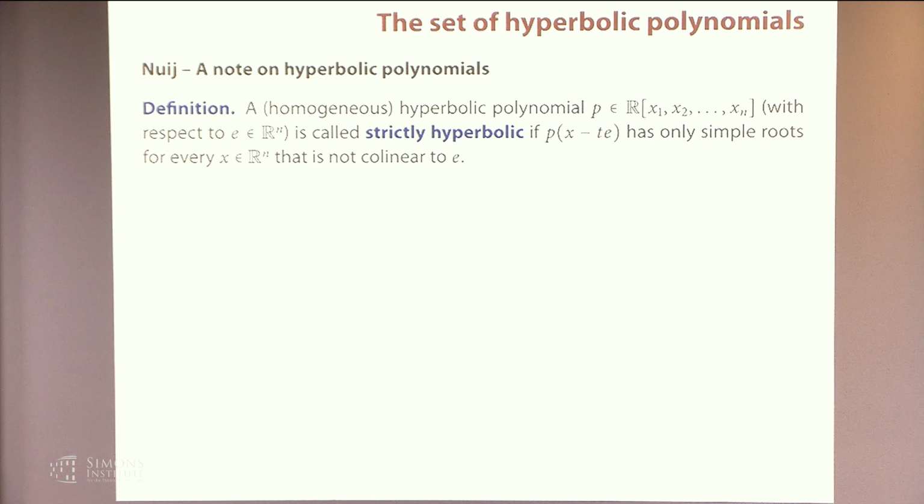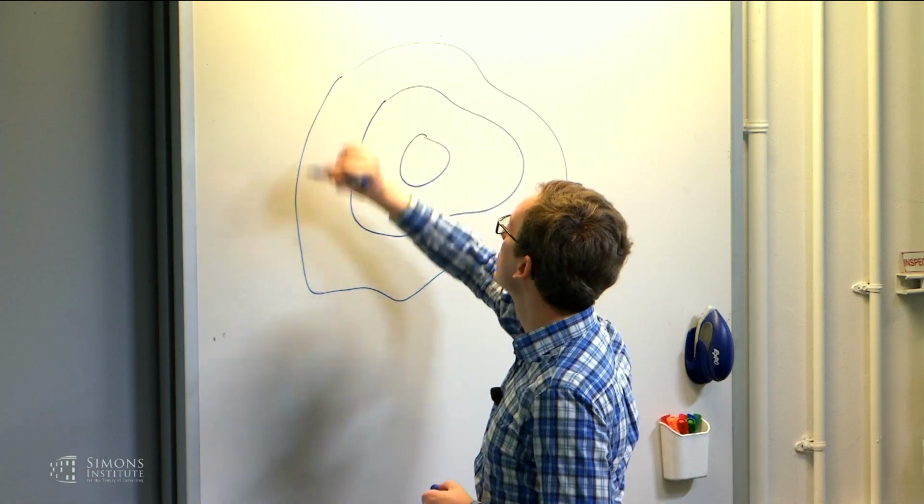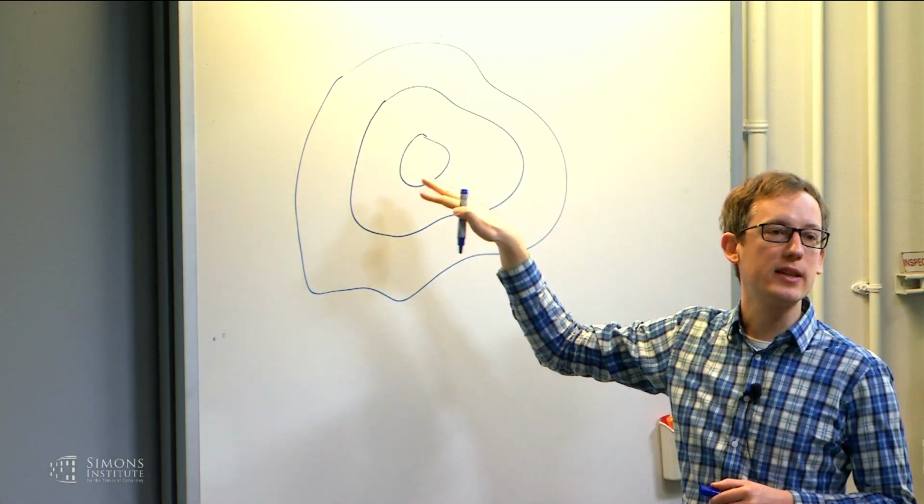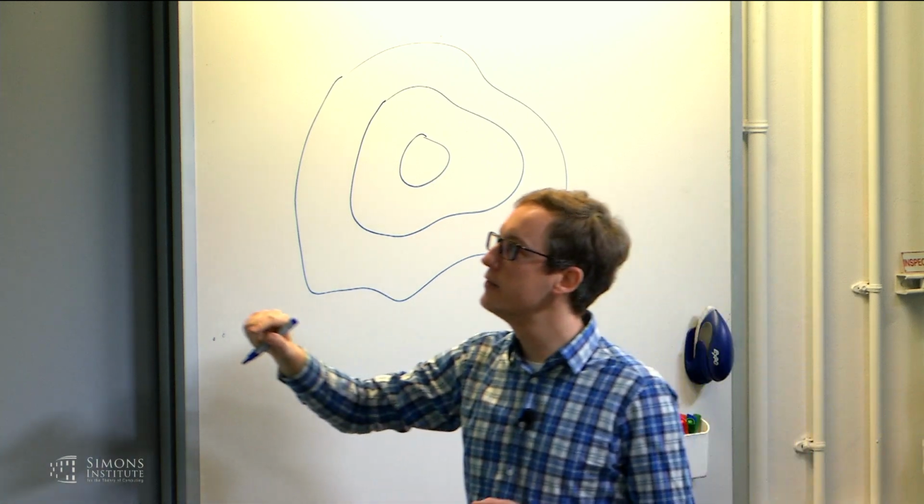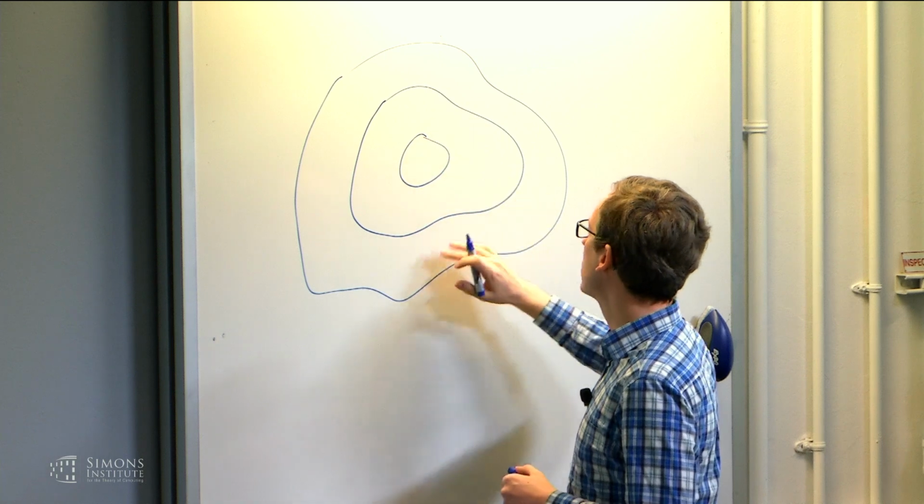To understand what the theorem says, we need one more property. A polynomial is even better than hyperbolic: it's strictly hyperbolic if it does not have multiple roots along any of these lines. So whenever you restrict to these lines, you get a univariate polynomial, and none of them have any multiple roots. It is equivalent to a geometric property. If you draw the hypersurface, the zero set, it's equivalent to the fact that the zero set does not have any real singularities. You can only have a multiple root if, for example, some of these connected components come together.